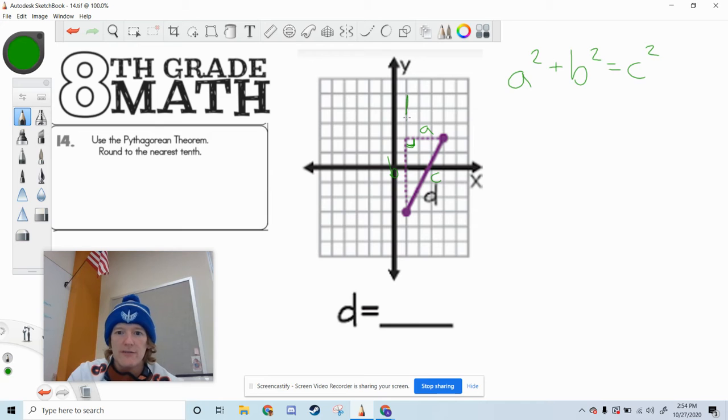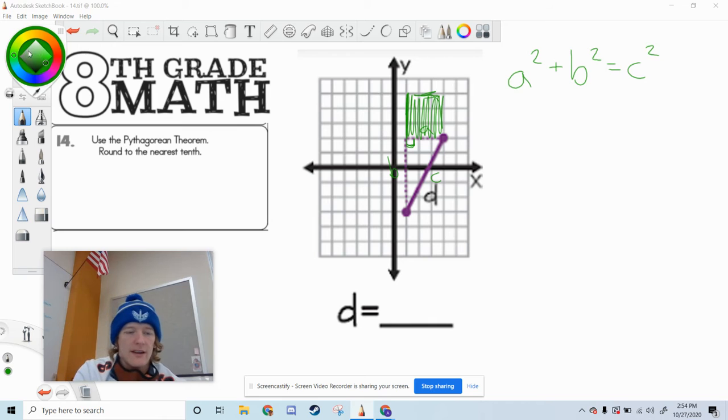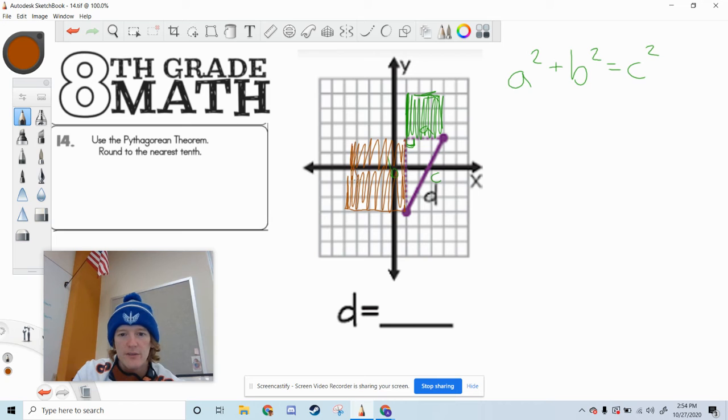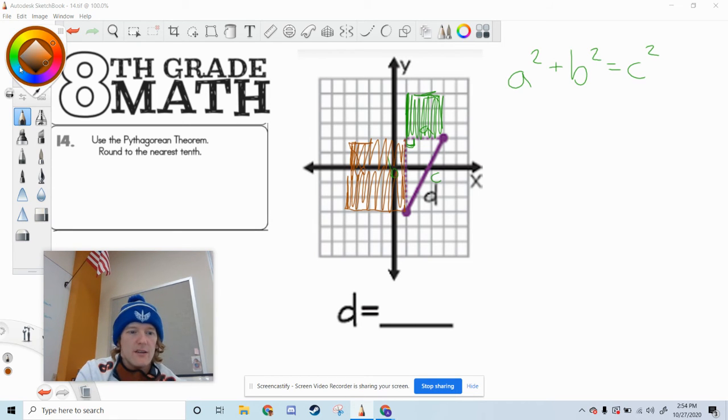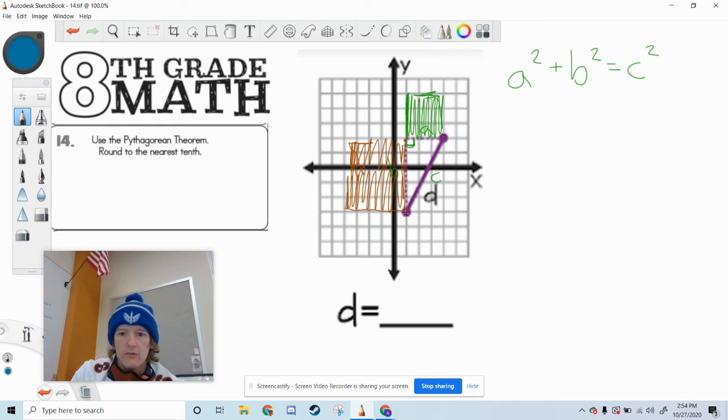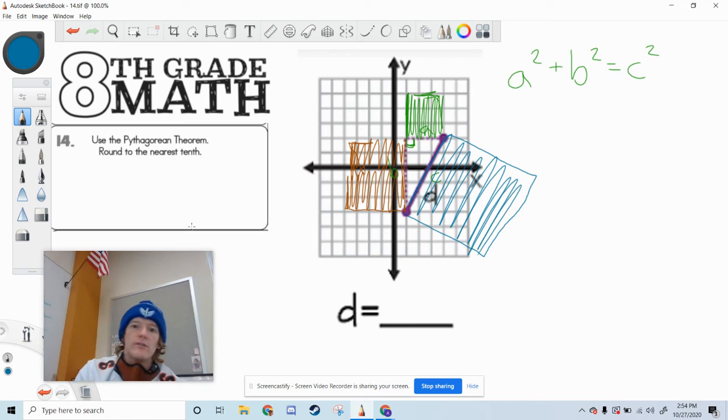So it says if we have A as a square, and we add B as a square, so 1, 2, 3, 4, 5, 1, 2, 3, 4, 5. So this square, a squared plus b squared equals c squared, says those two squares will equal this square when you add them up. When you find the area of both squares and add them up, this brown one and this green one would be equal to the same size as this blue one.